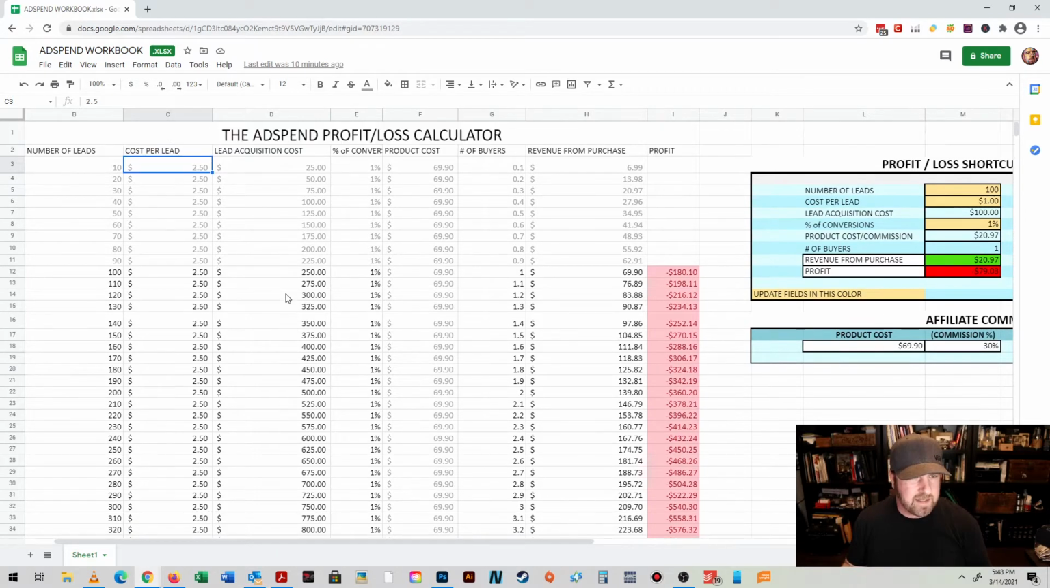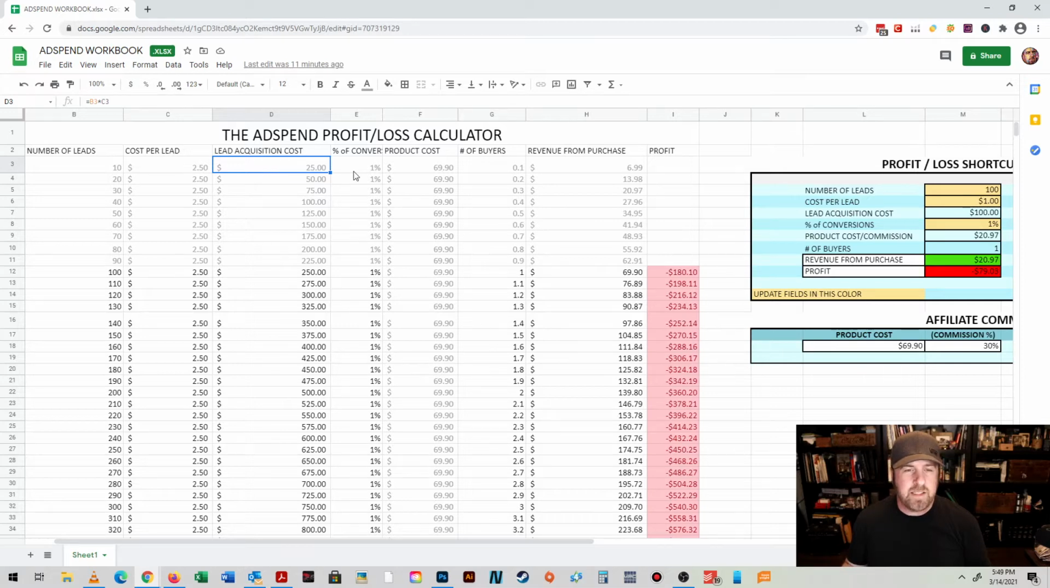So just jumping on to the way the spreadsheet works, we have some really basic statistics here. Here's my number of leads in this column, and then my cost per lead, which is essentially the amount it takes for somebody to click and actually sign up to your list, and then your actual lead acquisition cost, which is what it actually costs you in reality to get that particular lead. So for example, if you have 10 leads, each lead costs $2.50, that's $25 for those 10 leads.